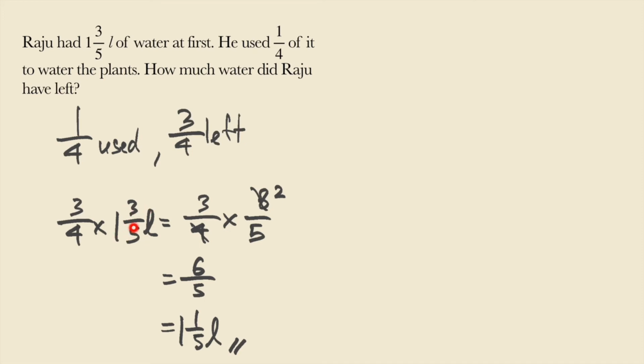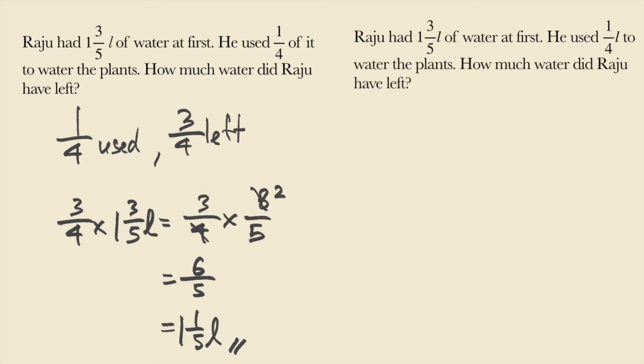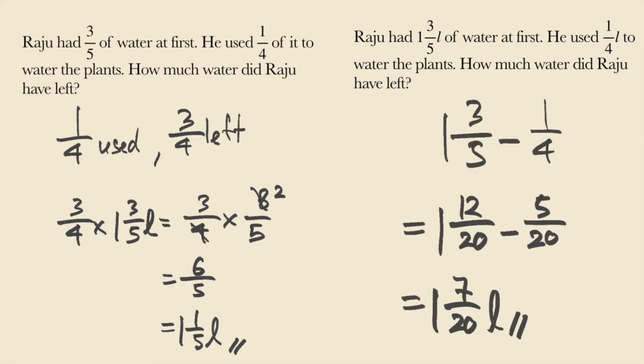Remember, we cannot multiply mixed numbers. Change it to improper, multiply, and then express as a mixed number. Now, Raju had 1 3/5 liters of water. He used 1/4 liters. Can you tell now? This is the much easier version because you just need to take how much water left. He used this amount of actual liters out of this amount of actual liters. It's a simple subtraction.